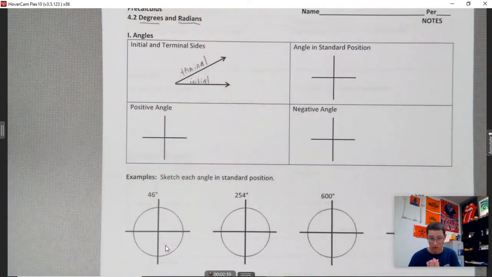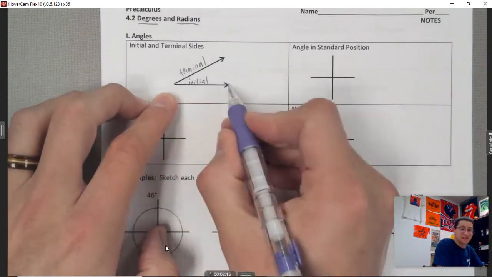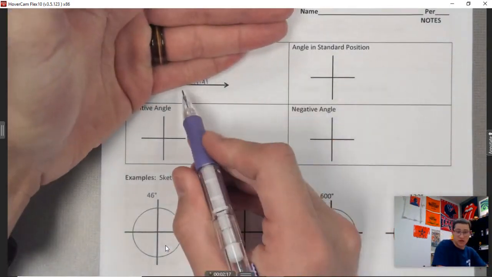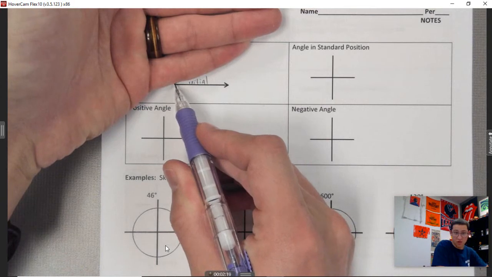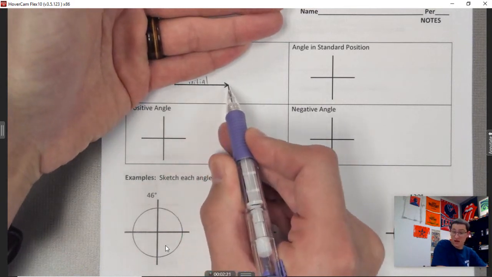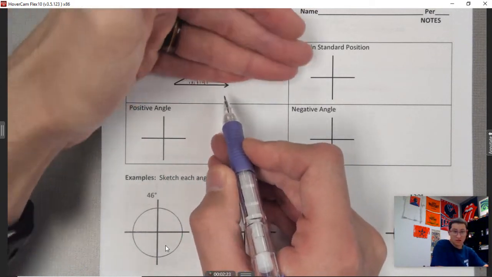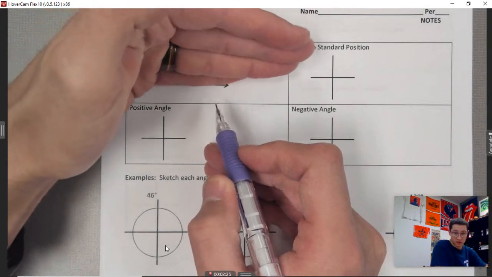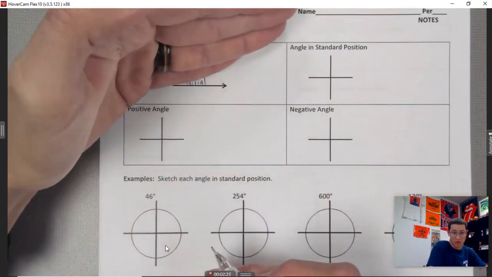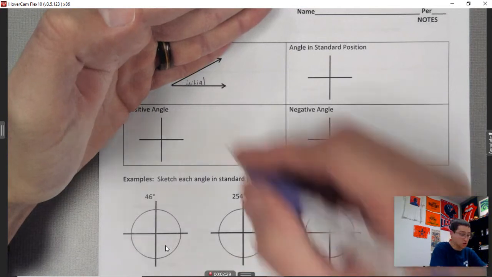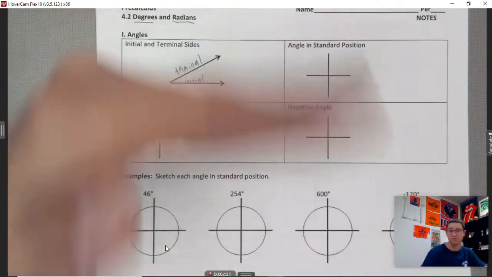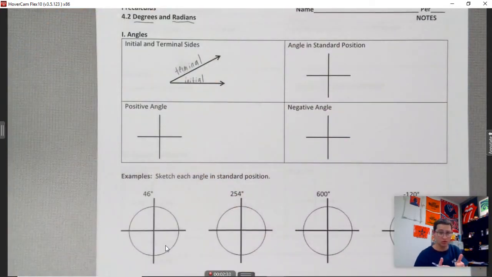Now, a lot of the angles we're going to be working with moving forward are going to start at this spot right here. Say that's the origin. This is your positive x-axis, and then it's going to open up from here. So it's like the angle starting here and then opening up to there. So that would be the angle measure. Okay, cool. Initial and terminal sides.